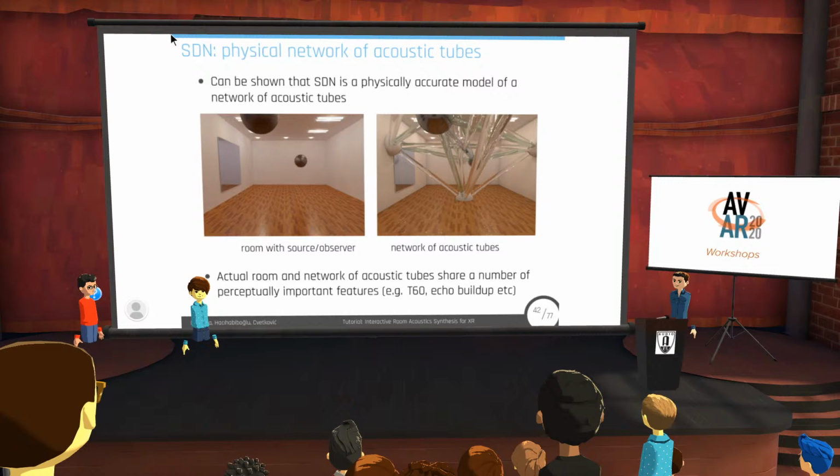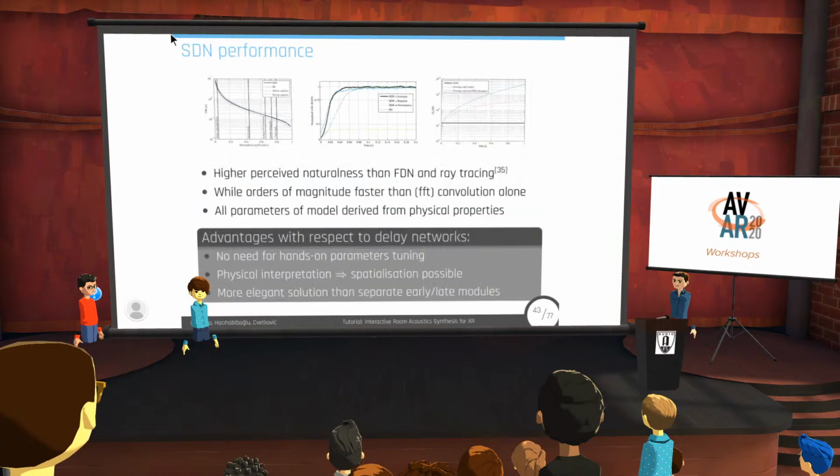And this includes T60 and echo build-up, while at the same time being extremely faster to model. Because on the right-hand side, you really just have a network of delay lines with very few operations. However, as I said, this network shares important features with the full room.